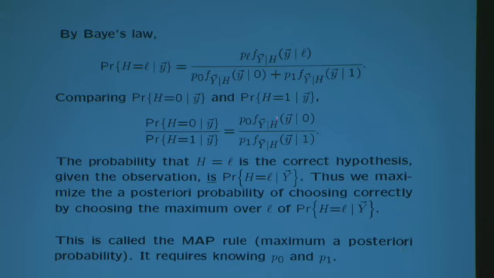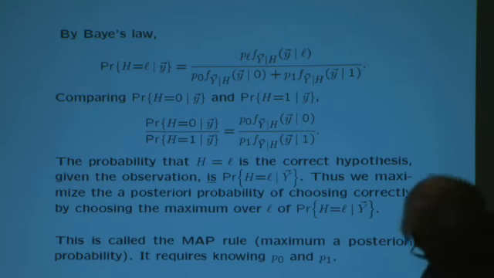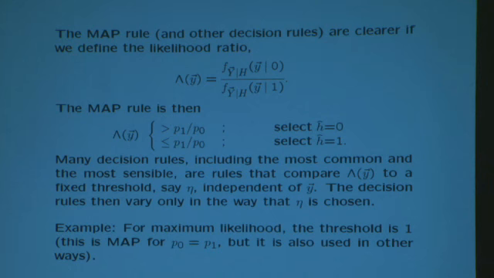It's choosing whether this is larger than this or vice versa, which is choosing whether this ratio is greater than the ratio of P1 to P0. So that's the same thing. So the MAP rule is to calculate the likelihood ratio for the given observation y, and if this is greater than P1 over P0, you select H equals 0. If it's less than or equal to P1 over P0, you select H1.